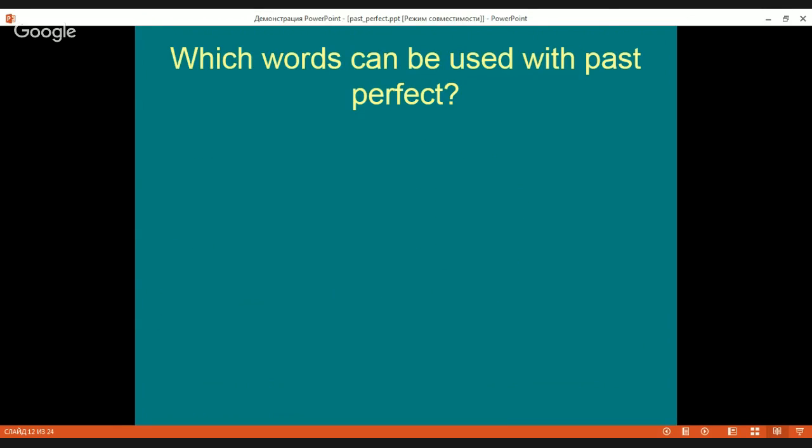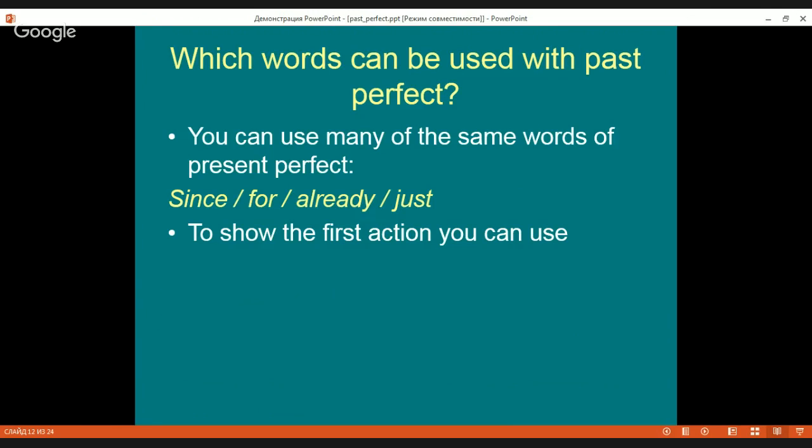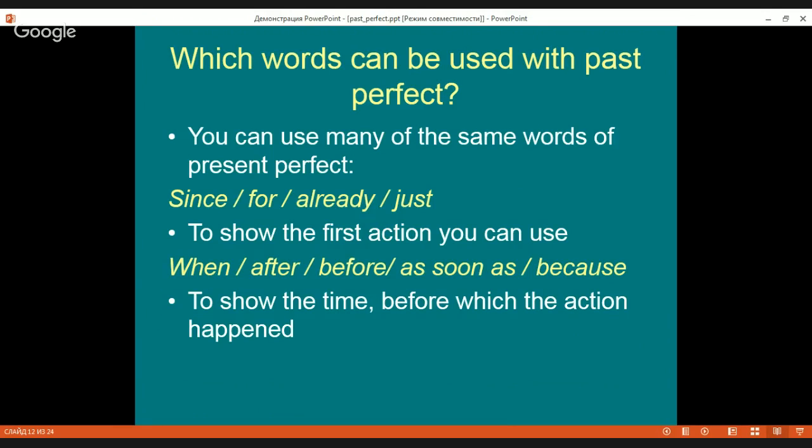So, the next point: which words can be used with past perfect? Or how do I identify them? What are the markers of past perfect? Well, you can use many of the same words as with present perfect, such as since, for, already, just. To show the first action out of two actions, which is past perfect, you can use words such as when, after, before, as soon as, because. To show the time before which the action happened, you can use expressions beginning with by. For example, by 5:30, by the time we arrived.